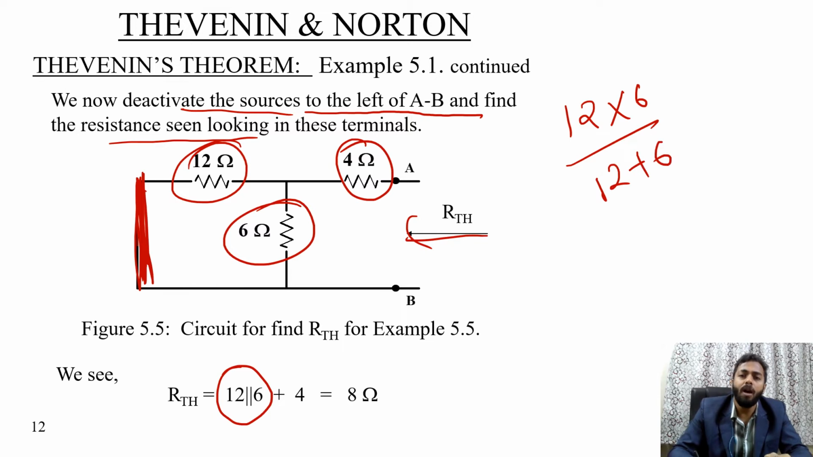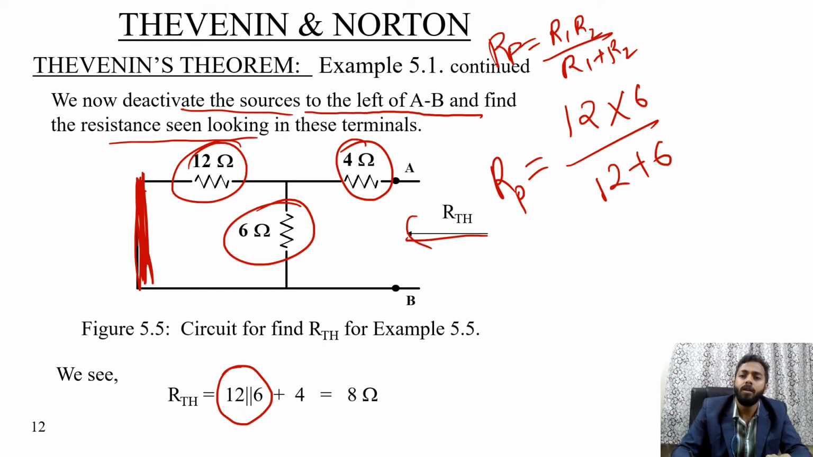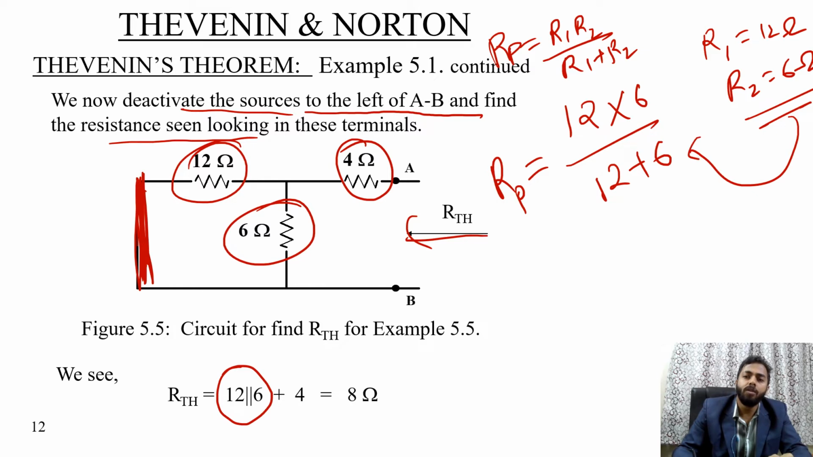R1 into R2 by R1 plus R2, that is equal to R parallel when two resistors are connected in parallel. So R1 into R2 by R1 plus R2. We are assuming that this is the R parallel. Here let R1 is equal to 12 ohm and R2 is equal to 6 ohm. Hence we can say that this is equal to this.